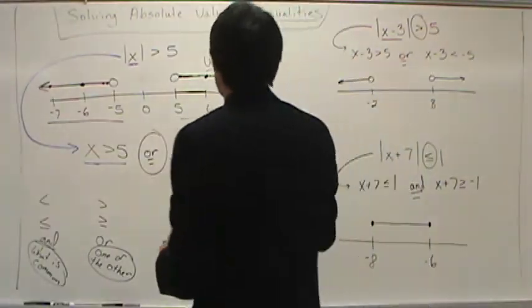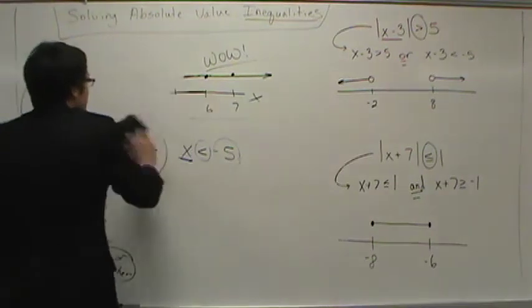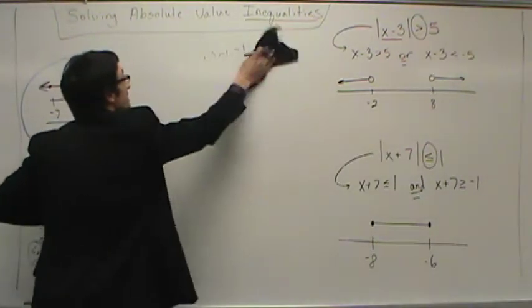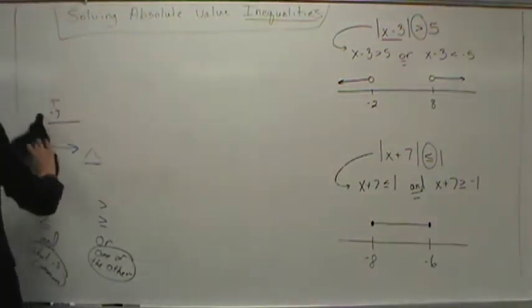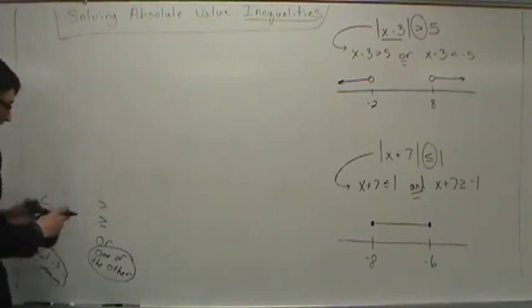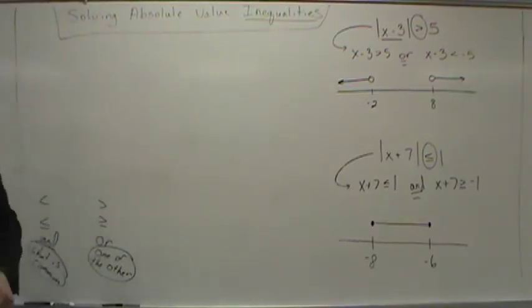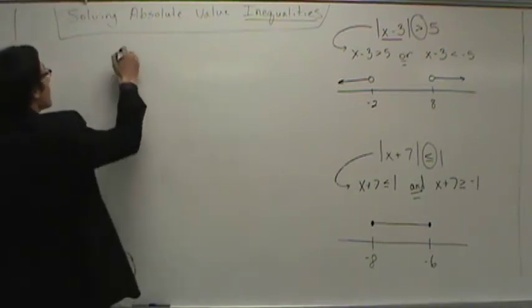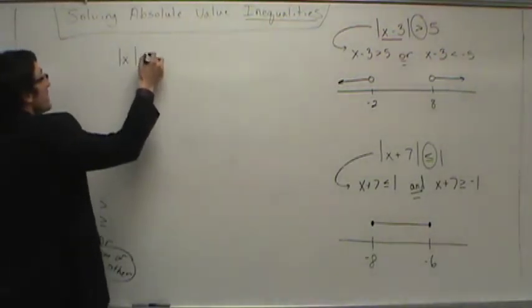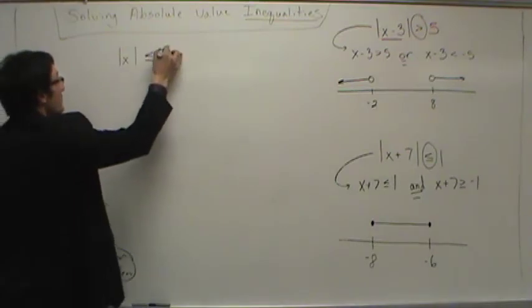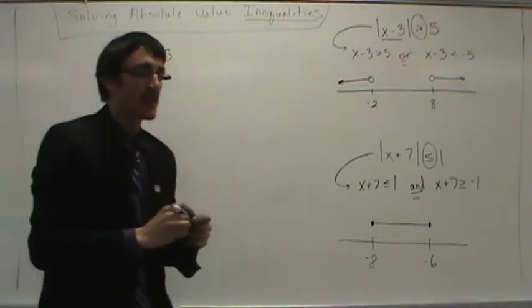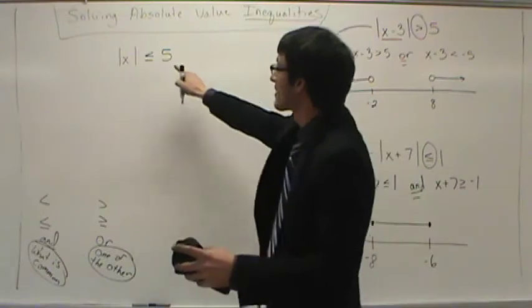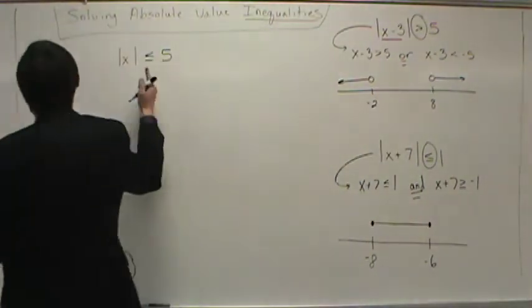Okay, now let's look at and. It's the same setup. We're going to look at the absolute value of x is less than or equal to 5. Now I've already told you that we can make an and out of this, so this is an and statement, but let's see what happens here.